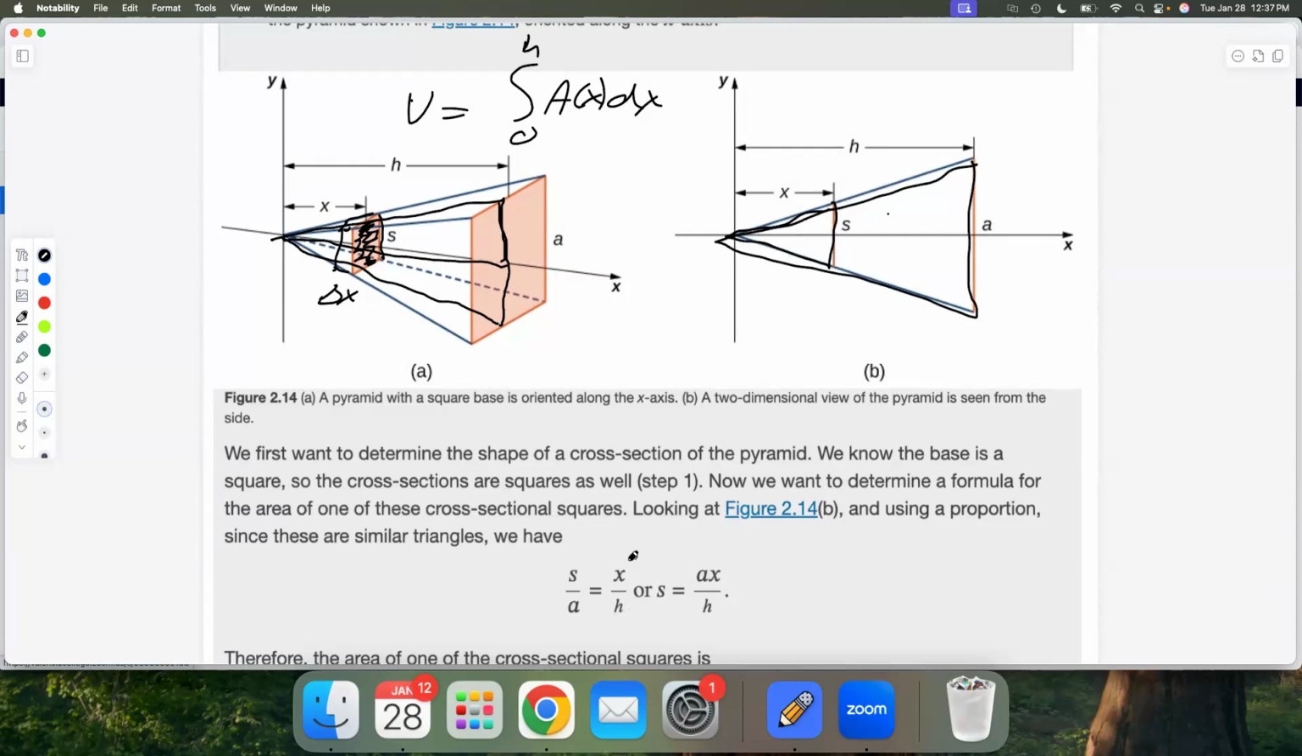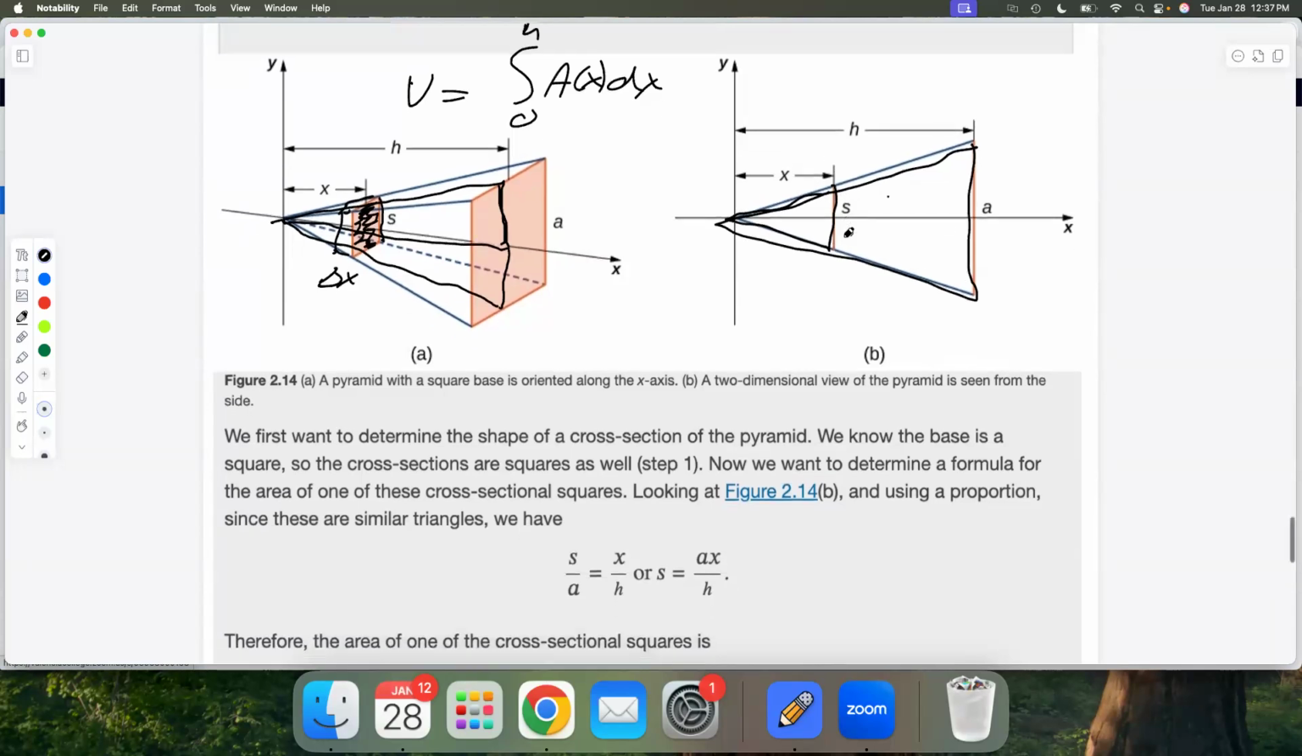You're going to be playing this game a lot in this class, using similar triangles to find something, cross-sectional area or something that's happening at some location x. Okay, it's s we're looking for. So just multiplying the a over, we get s. This side here, which depends on x, is a x over h. So then that cross-sectional area at location x will be s squared, which is a squared x squared over h squared.